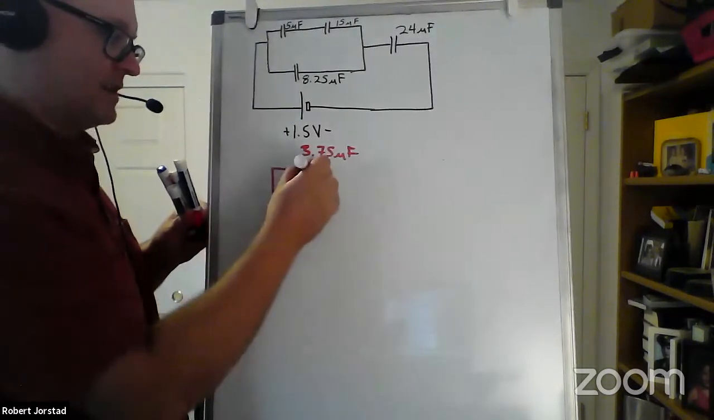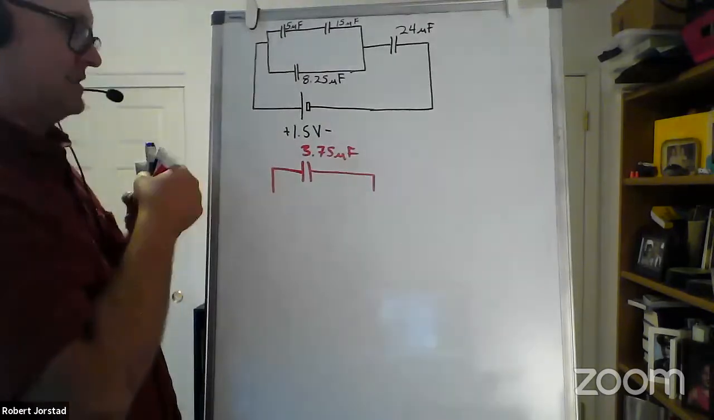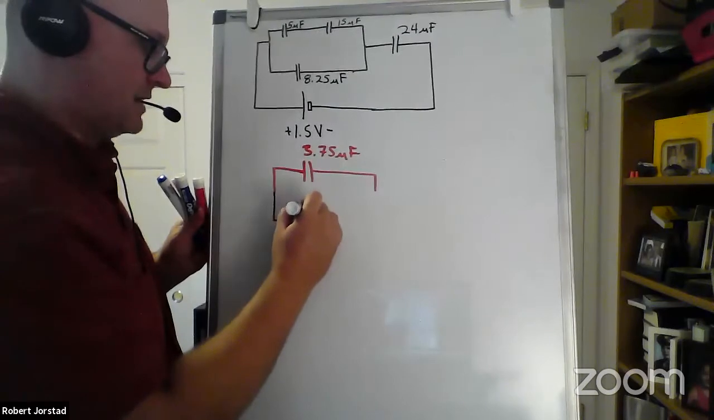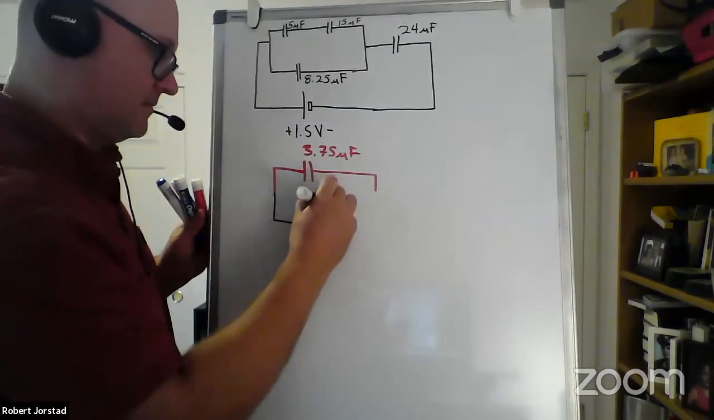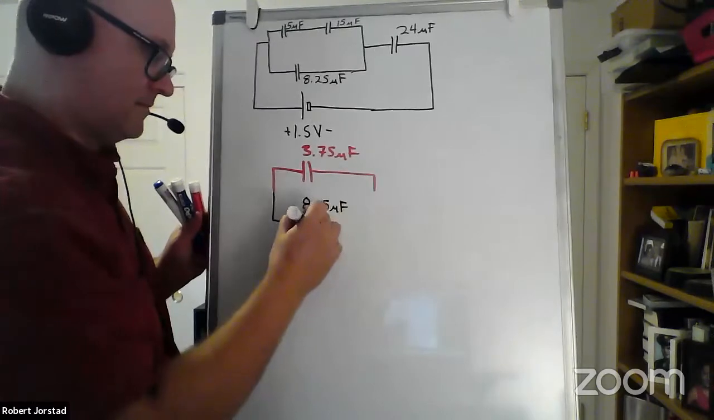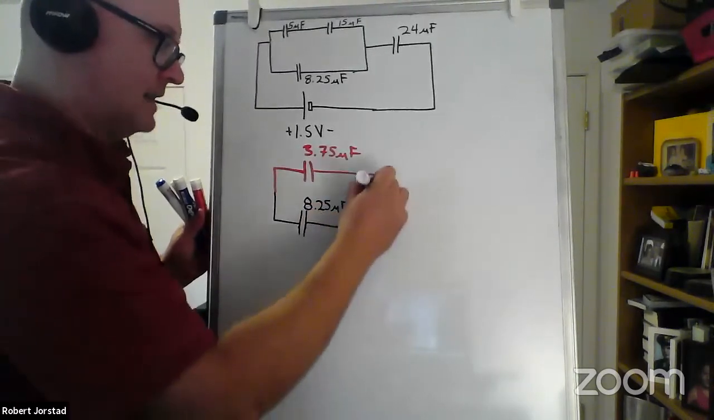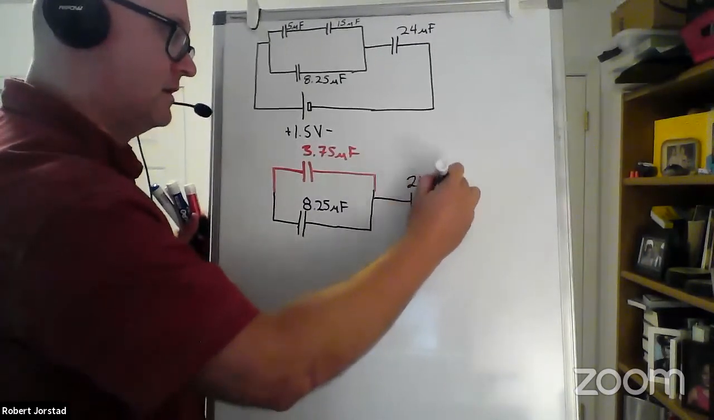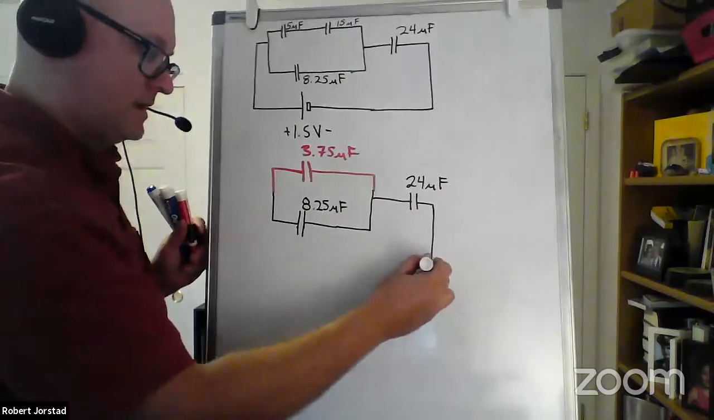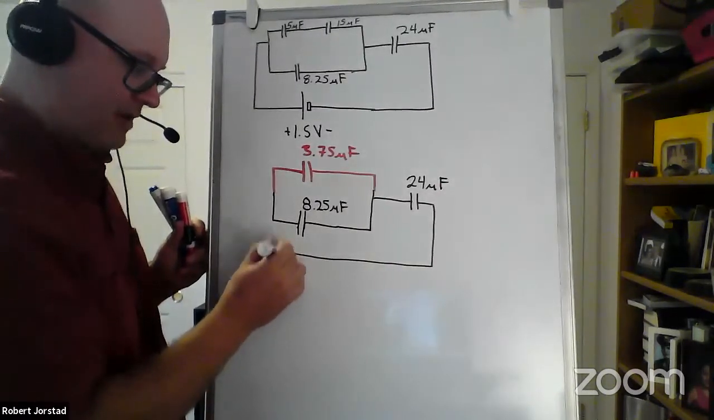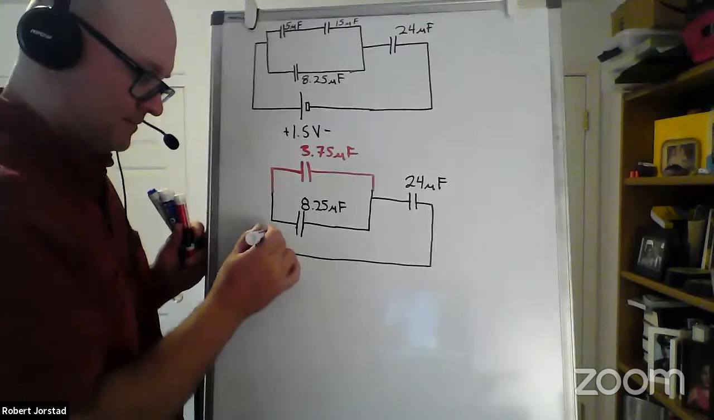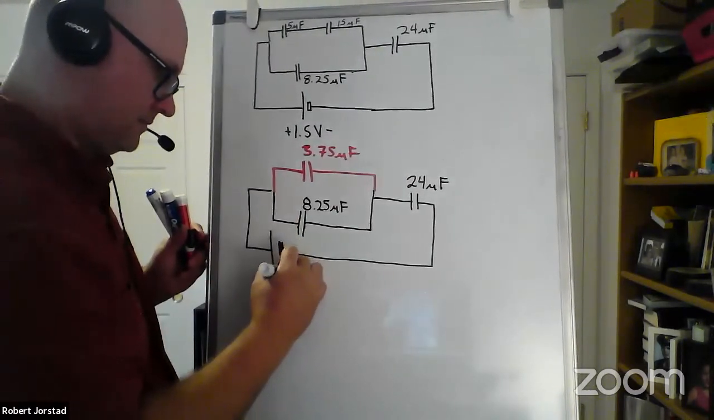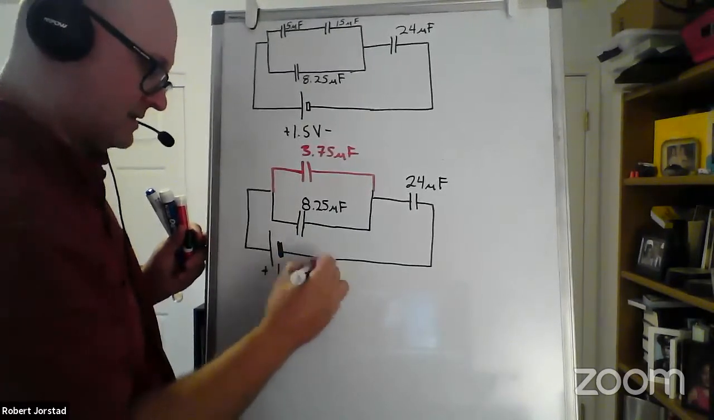So that's the upper branch that we just worked on. I still have the lower branch here, which was 8.25. I still have the main branch, which has a 24. And then somewhere over here, I'm going to stick the battery just so I have enough room, okay? This is plus, this is minus.